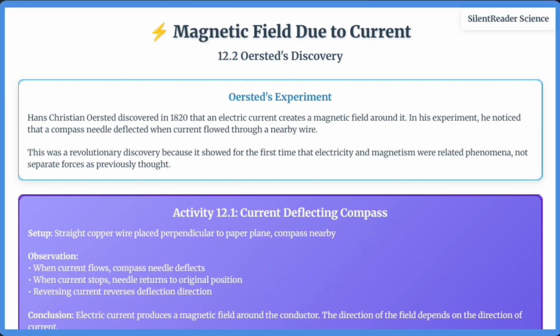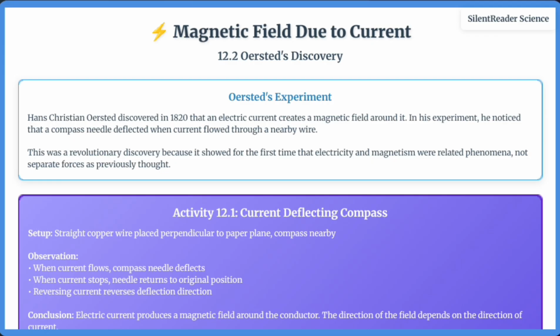Now let's explore Oersted's groundbreaking discovery. Hans Christian Oersted discovered in 1820 that an electric current creates a magnetic field around it. In his experiment, he noticed that a compass needle deflected when current flowed through a nearby wire. This was a revolutionary discovery because it showed for the first time that electricity and magnetism were related phenomena, not separate forces as previously thought.